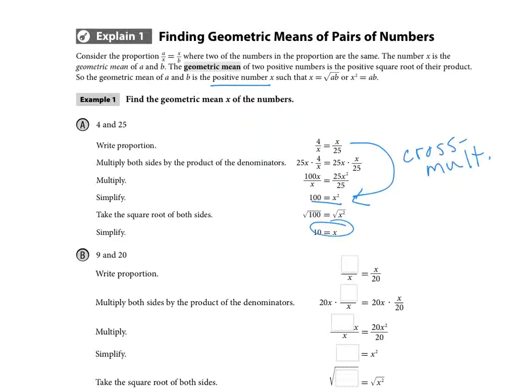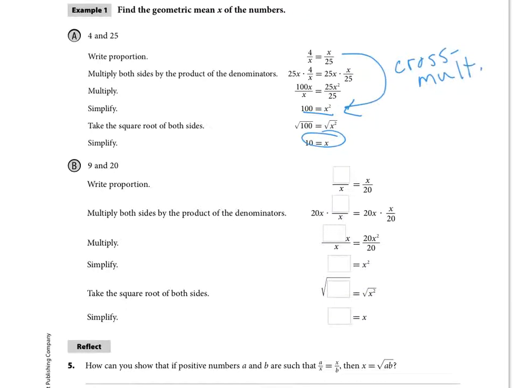In part B, we're going to write the proportion. First, we're finding the geometric mean of 9 and 20. So we're going to say 9 to x is equal to x to 20 in our proportion. And then we cross multiply, and we get 180 equals x squared. Now, this might be a little tricky as far as simplifying the square root of 180.